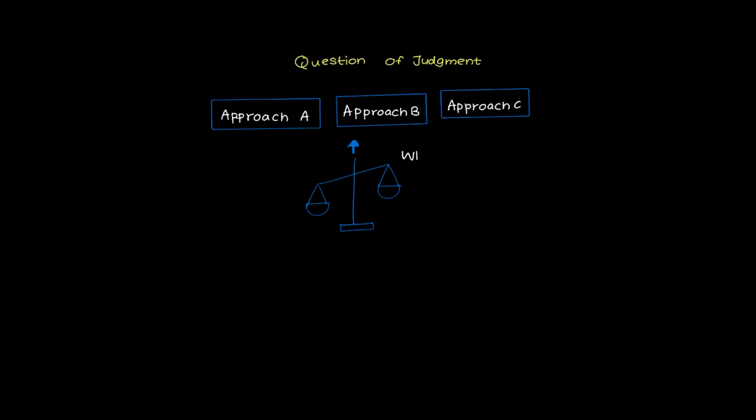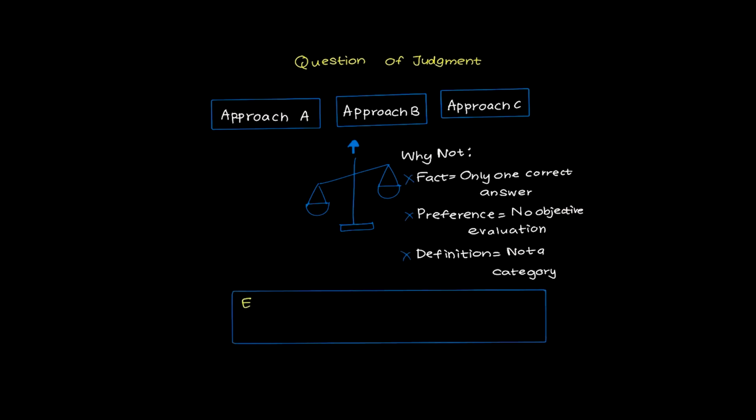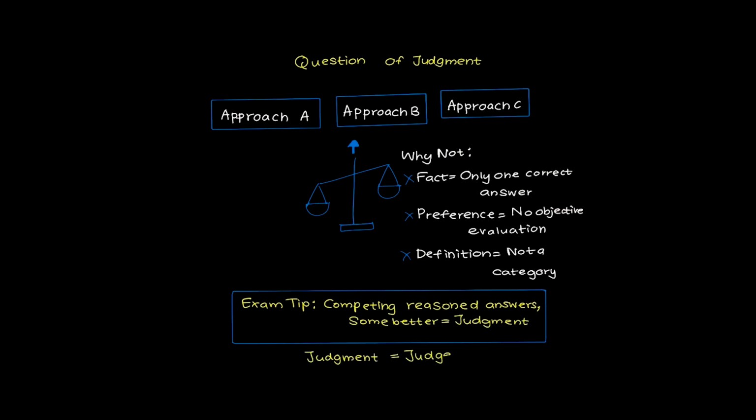It requires reasoned evaluation. Questions of fact have single correct answers, but educational effectiveness involves multiple legitimate approaches. Questions of preference are purely subjective with no assessment, but educational outcomes can be evaluated through evidence. Question of definition isn't one of the three types. Here's a WGU D265 OA exam tip for you. When there are multiple reasoned answers and some are better than others based on evidence, that's a question of judgment. Quick recall hook. Judgment = judge between reasoned options.